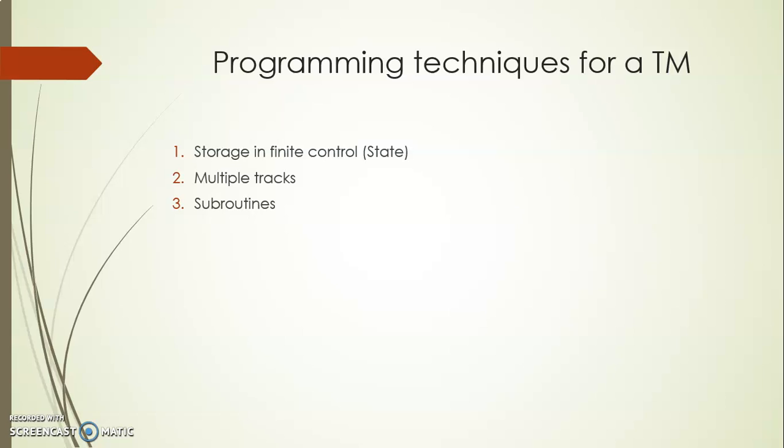Under this, we are going to see three important things. Sometimes they'll even ask this as a 2-mark question: storage in the finite control or state, multiple tracks, and subroutines. In the forthcoming lecture, you are going to see all of these in detail. Okay, with this I'm stopping.